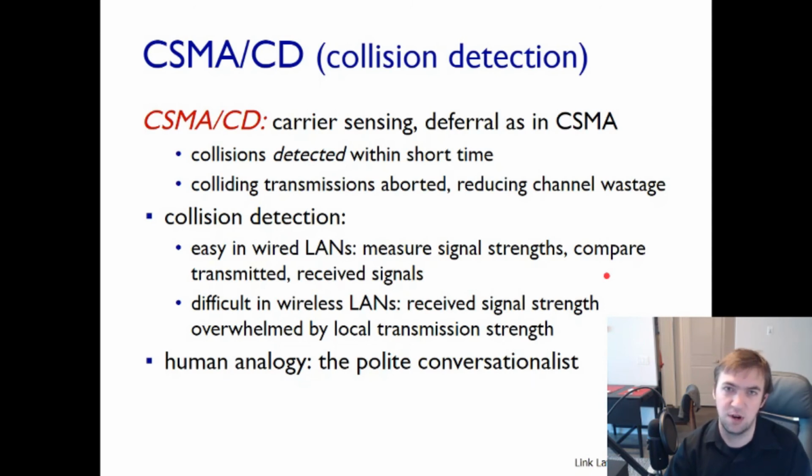When it comes to a human analogy, think about someone who is talking in a room and someone else starts talking around the same time. If you're a polite conversationalist, which is what you would be if you're trying to be CSMA with collision detection, as soon as you hear someone talking at the same time as you, the polite thing to do is pause and wait for either them to go first or to figure out who should be talking at the time.